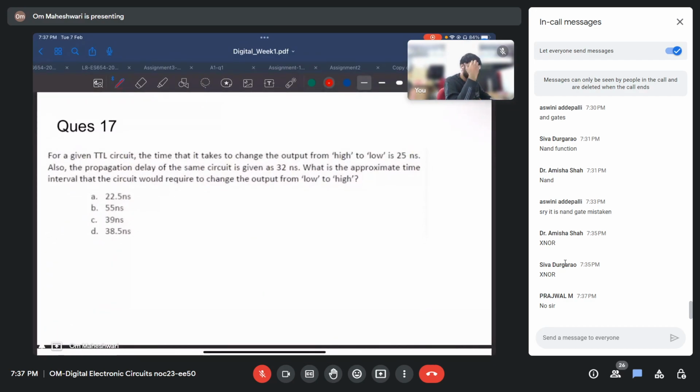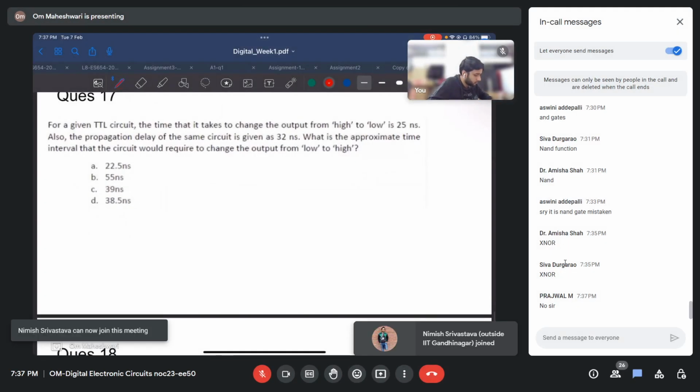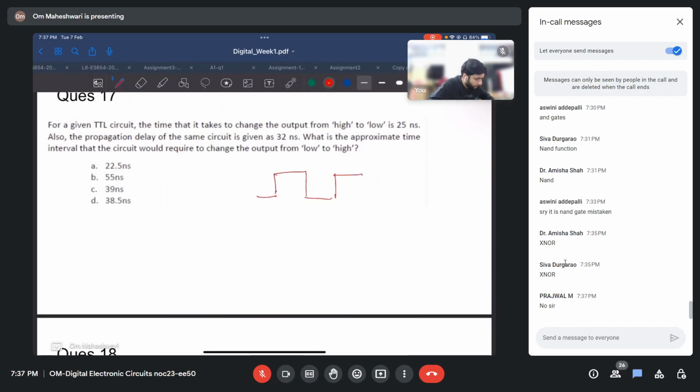For a TTL circuit, the time that it takes to change the output from high to low is 25 nanoseconds. Also, the propagation delay for the same circuit is given as 32 nanoseconds. Ideally, our waveforms are like this, right? There is zero time delay in going from low to high or high to low. But that is not true. In practical cases, we have some delay.